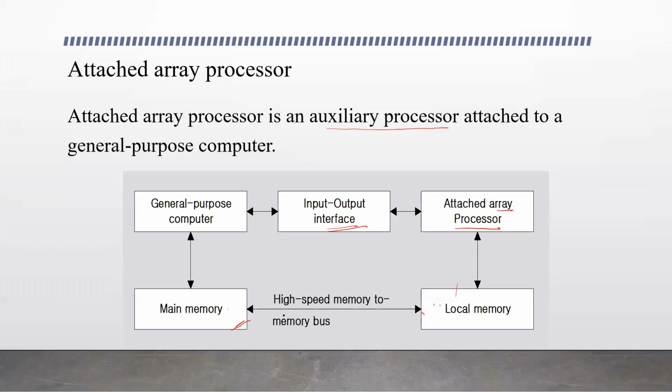Here the main memory transfers data to local memory, from which it is given to the array processor that is connected to the general purpose computer. This way, the general purpose computer uses this auxiliary array processor, an external processor connected through the input-output interface, and the processing of array elements is done. This is one type of array processing.